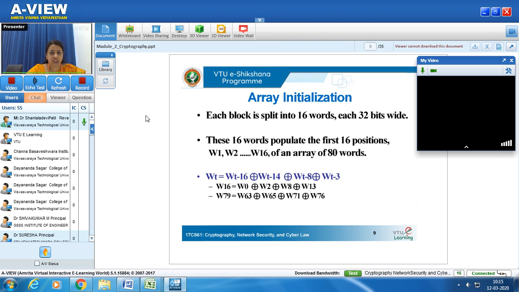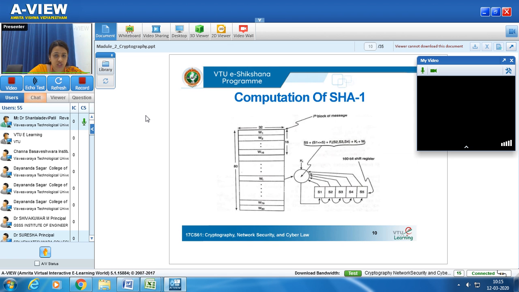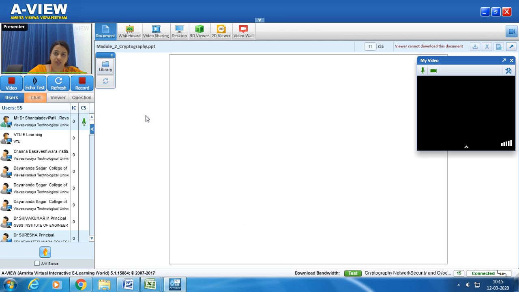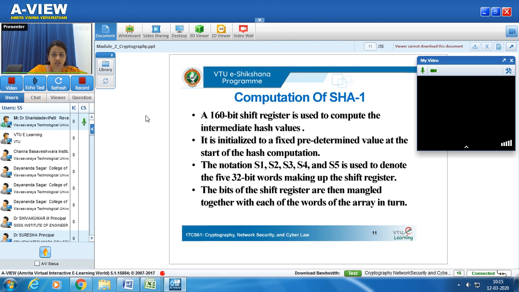I hope this is clear. Now this we call array initialization of words. This is a set of words that are required to be supplied to each round of SHA. There are 80 rounds in SHA, hence we need 80 words. Once we are done with the calculation of the words required for SHA, let's see what happens in the actual algorithm. We will see this literature later.